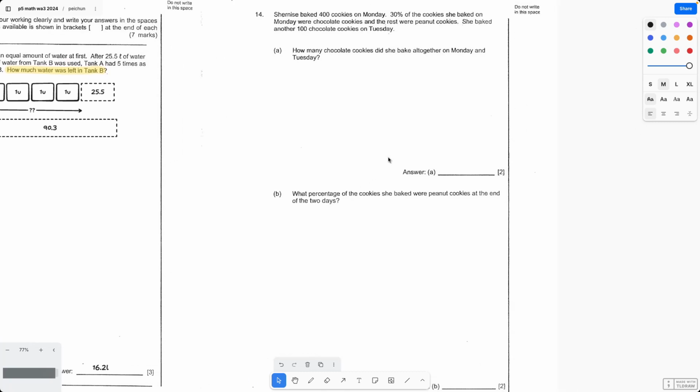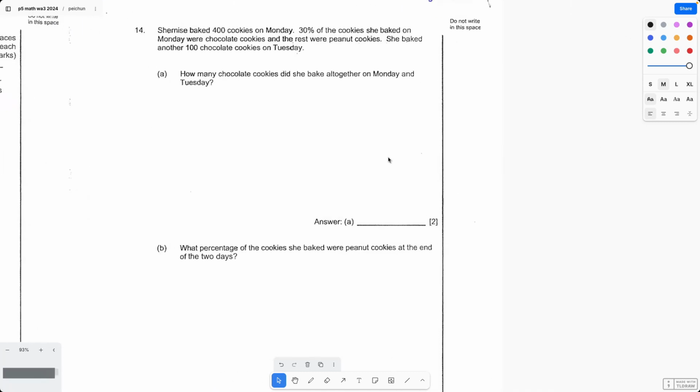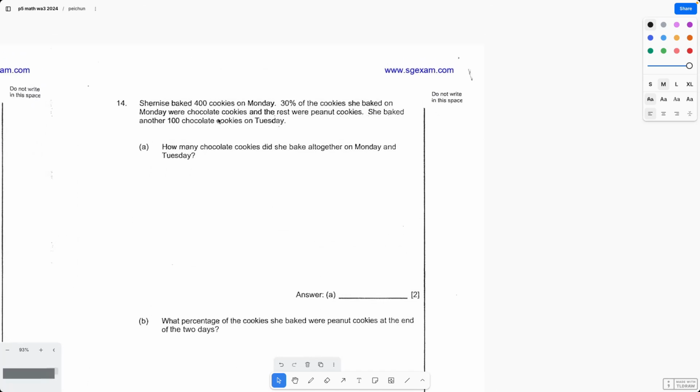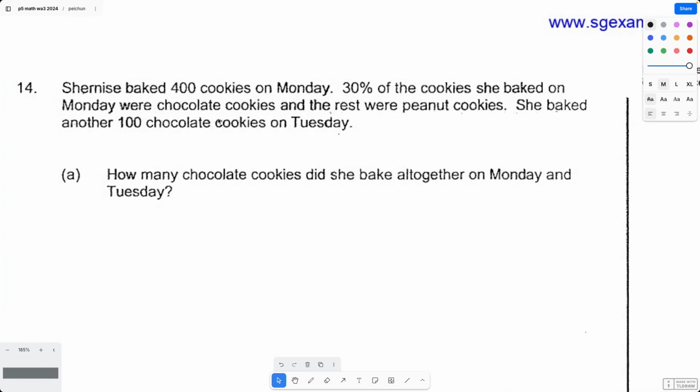Alrighty, let's move on to the next question. Oh, last question. All right, nice. Question 14. Shanice baked 400 cookies on Monday. 30% of the cookies she baked on Monday were chocolate cookies. I love chocolate cookies. And the rest were peanut cookies. Maybe not a big fan of peanut cookies. So she baked another 100 chocolate cookies on Tuesday. How many chocolate cookies did she bake altogether on Monday and Tuesday?